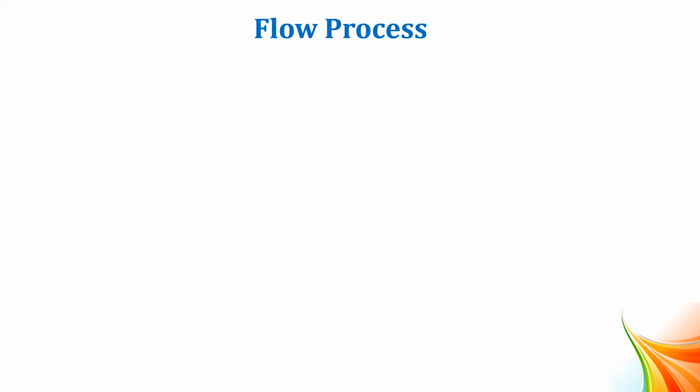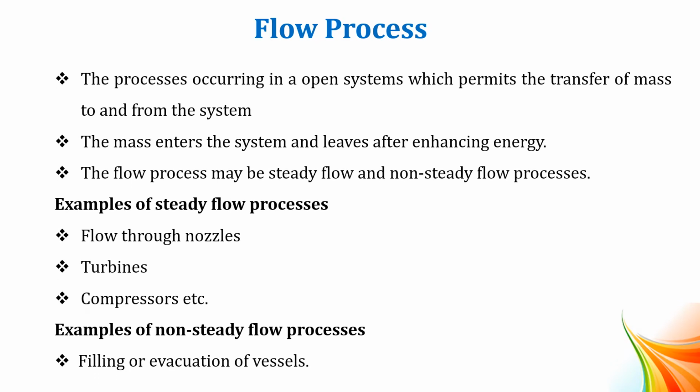Flow processes. The processes occurring in an open system which permits the transfer of mass to and from the system are known as flow processes. It may be noted that in a flow process, the mass enters the system and leaves after exchanging energy. The flow processes may be steady flow and non-steady flow processes. The common examples of steady flow processes are flow through nozzles, turbines, compressors, etc. And the common examples of non-steady flow processes are filling or evacuation of vessels.